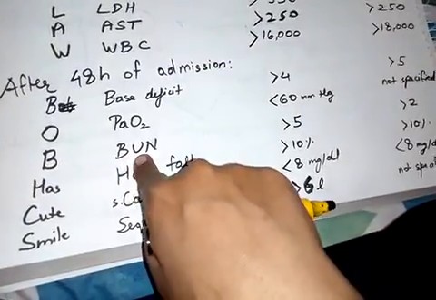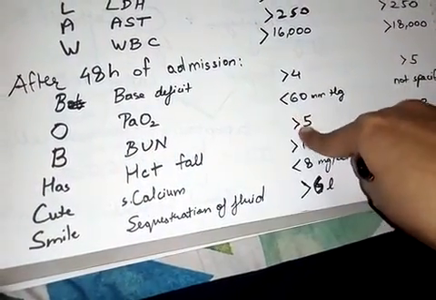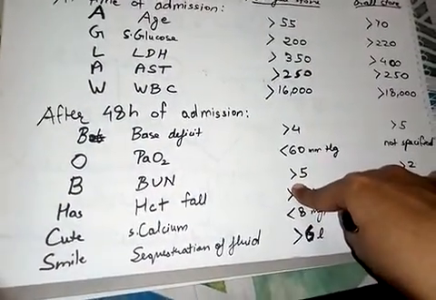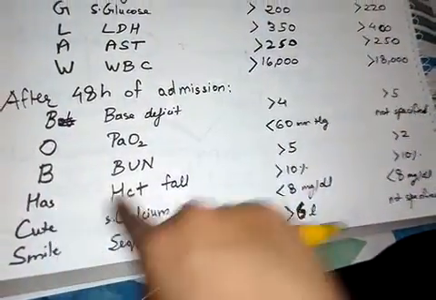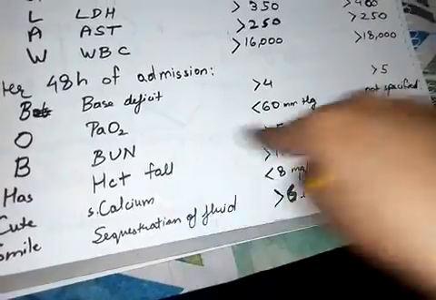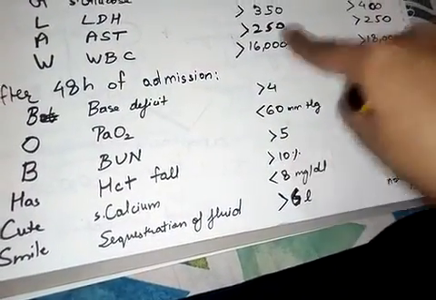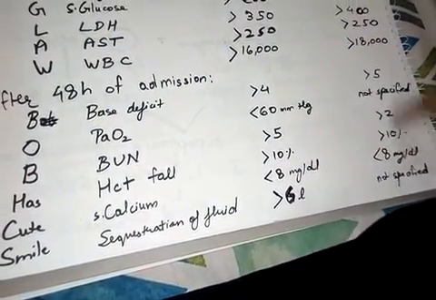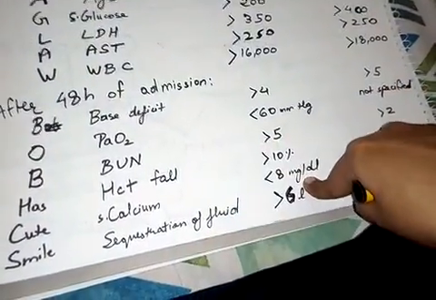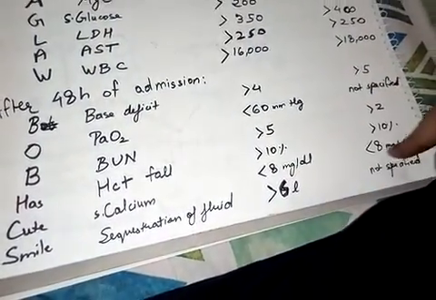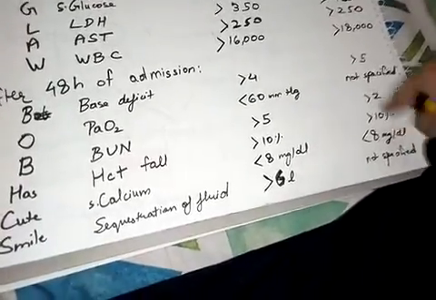B for blood urea nitrogen, it's more than 5 for non-gallstone pancreatitis and more than 2 for gallstone. H for hematocrit fall, more than 10% for non-gallstone, and it's the same for gallstone pancreatitis also. Serum calcium less than 8 mg per deciliter for non-gallstone and also less than 8 for gallstone.